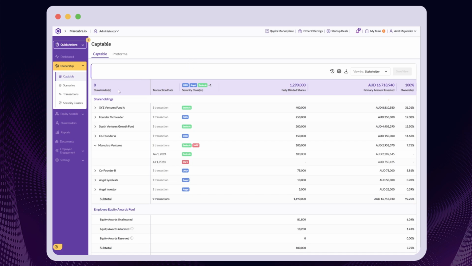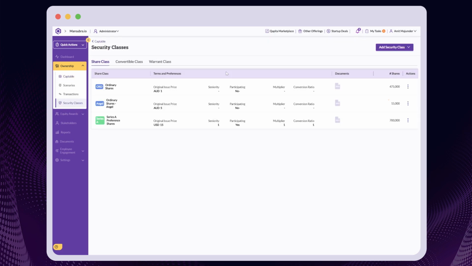The architecture of the platform starts with the security classes setup. This is how companies are able to capture the relevant capital structure of their organization with various share classes, be it ordinary shares, common stock, equity shares, and any preferred securities as well as convertible instruments.